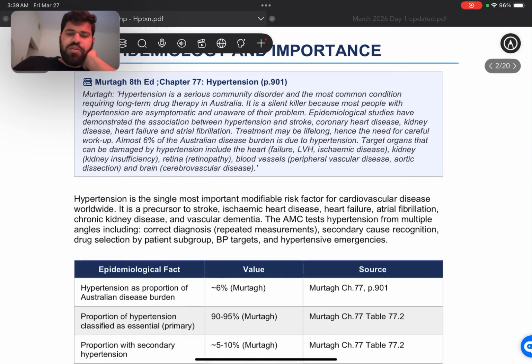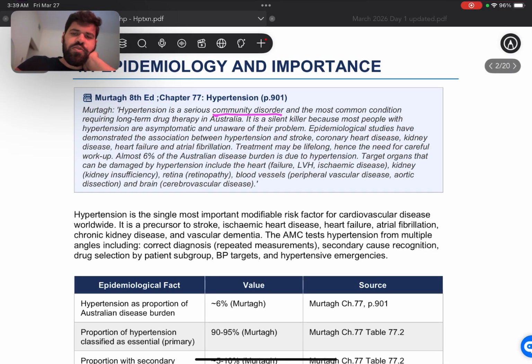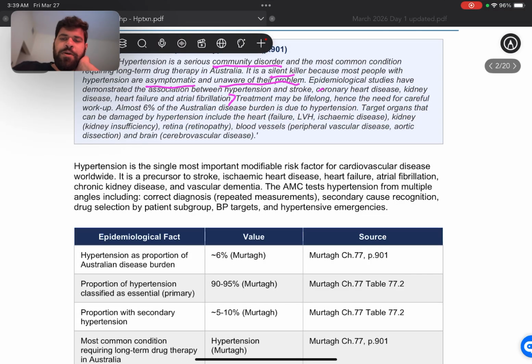Now, to start off, hypertension is a very common disease, and it's a serious community disorder, and it's known as a silent killer because most people with hypertension are asymptomatic and unaware of their problem. Epidemiological studies have demonstrated the association between hypertension and stroke, CHD, kidney disease, heart failure, and atrial fibrillation. Speaking of this, we'll also be going over hypertensive emergency and hypertensive urgency as well, and what's the algorithm for treating those patients.